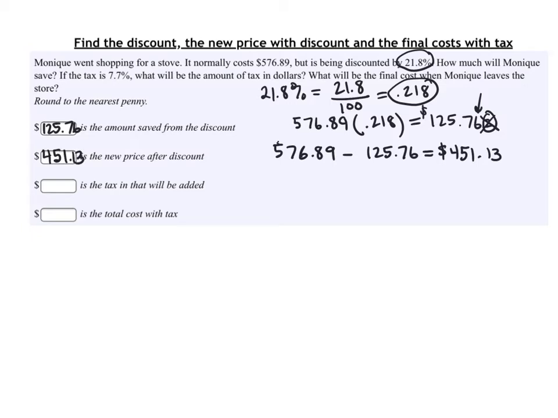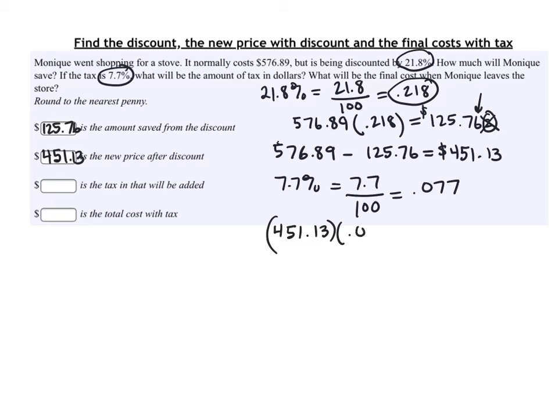Now the tax in this example is 7.7%. So just like we did a little bit ago, 7.7%, remember, is 7.7 divided by 100, which you move the decimal 2 places, ends up being 0.077. So this is what will get added. We'll multiply that. That's how we're going to figure out what gets added. So we'll take the $451.13 and we'll multiply it by the tax rate, 0.077, and again round to the nearest penny.